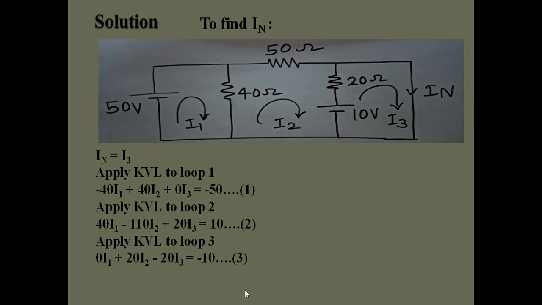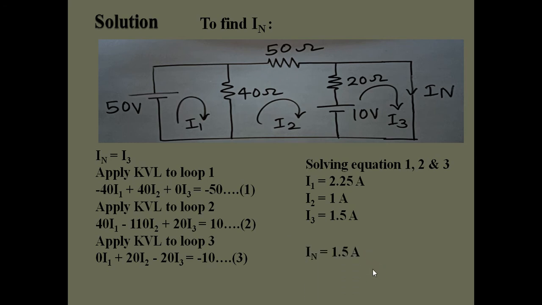What we have to do, we have to select mode. In that we have to select equation, and then we have to select 3 unknowns to find the value of I1, I2 and I3. After solving this on Calc, we will get I1 is equal to 2.25 ampere, I2 is equal to 1 ampere and I3 is equal to 1.5 ampere. Out of these 3 values we require I3, so IN will be equal to 1.5 ampere.